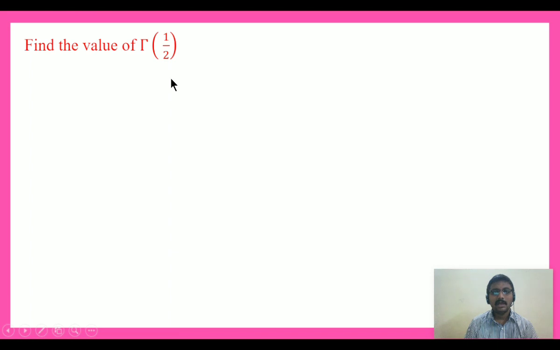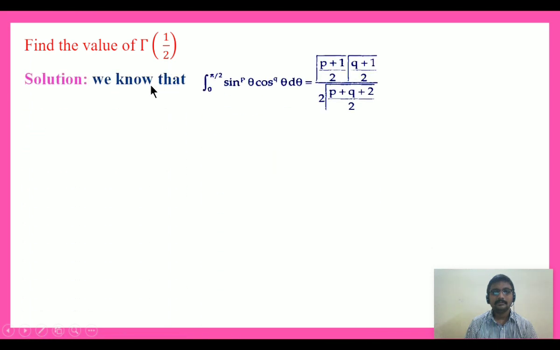Find the value of gamma half. So we know the formula: integral of 0 to pi by 2 sin^p theta cos^q theta d theta is gamma of (p+1)/2 into gamma of (q+1)/2 upon 2 into gamma of (p+q+2)/2. So using this formula, just putting p equal to 0 and q equal to 0.